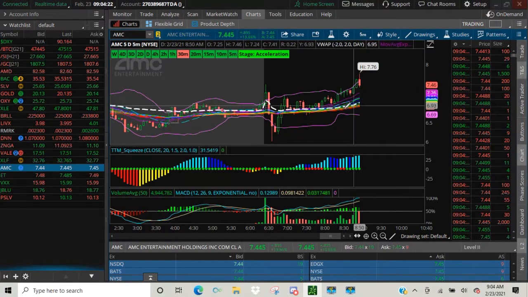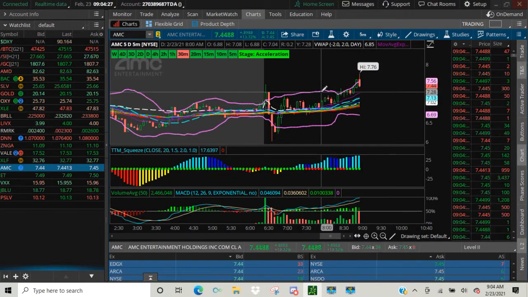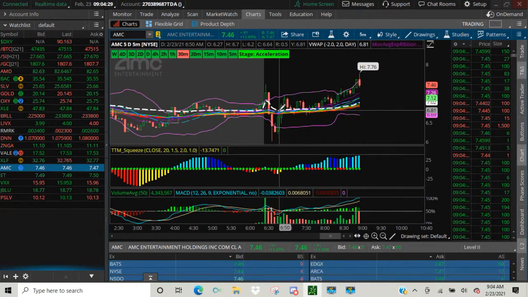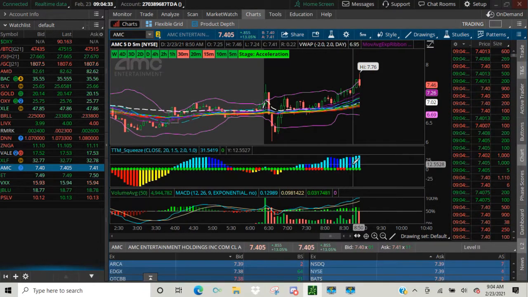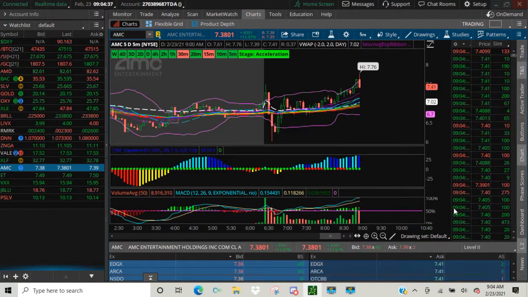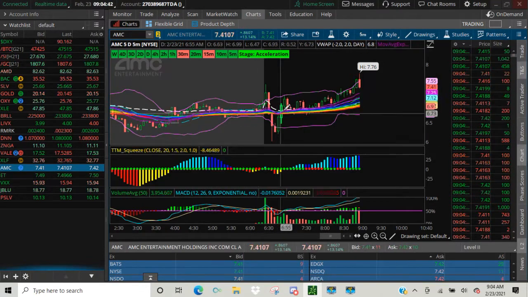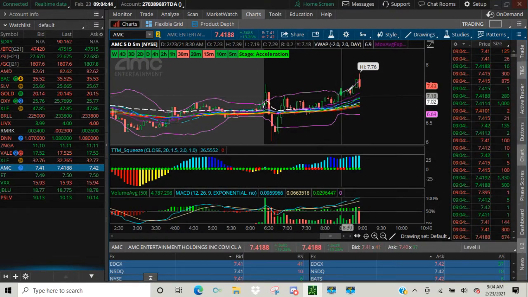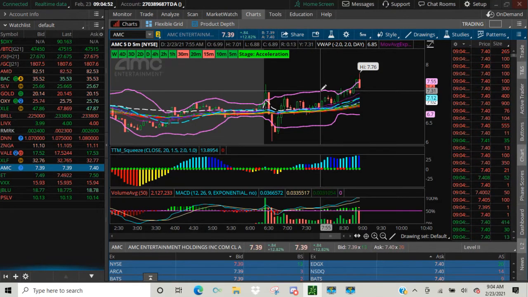Now, as you can see, I've got very simple studies going on. I like Bollinger Bands, VWAP, the EMA ribbon, the TTM squeeze, MACD, and volume. That's it. I don't like to overcomplicate my charts. I like to be able to see what the candles are doing. I like to be able to see if the Bollinger Bands are contracting or expanding and gaping open.